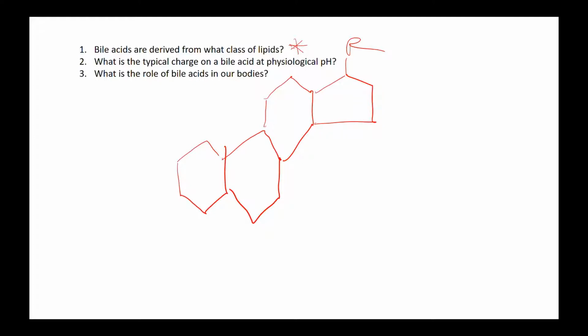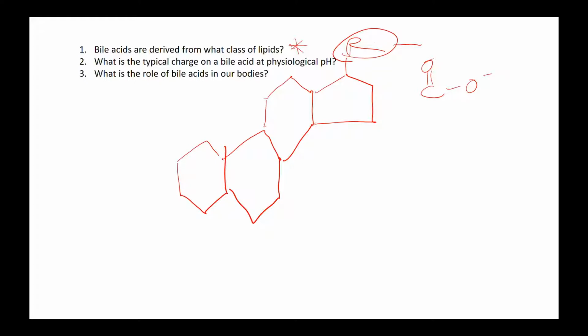All right, the second question. What is the typical charge of a bile acid at physiological pH? Now, this gets into the function of bile acids. If you remember this R group at the top here, at the very end of it has one of two things on it, depending on which kind of bile acid.